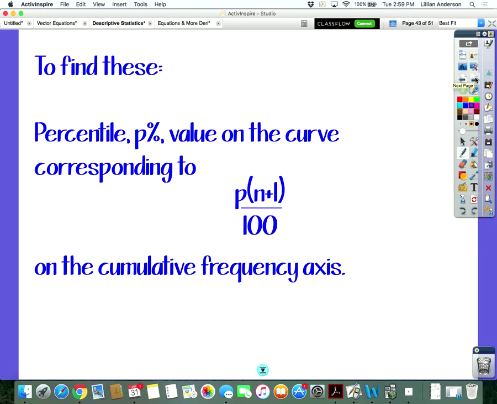Percentiles. Say I want you to find the 80th percentile, the 40th percentile. It's P times (n plus 1) divided by 100. They'll give you what percentile they want you to find, or they might say this particular number is what percentile. Then you set it up like an equation. There's an example that we'll do together where we'll do the percentile.